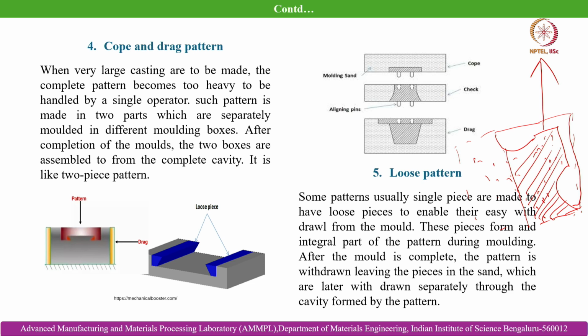of the cast part. Rather, if we can make a loose piece pattern, so if we can separate, say, part A separately, and then we make it in multiple pieces, say part B and part C, then we can effectively remove these patterns after ramming of the sand in the mold and without damaging the mold cavity. So, this is the essence of loose piece pattern.